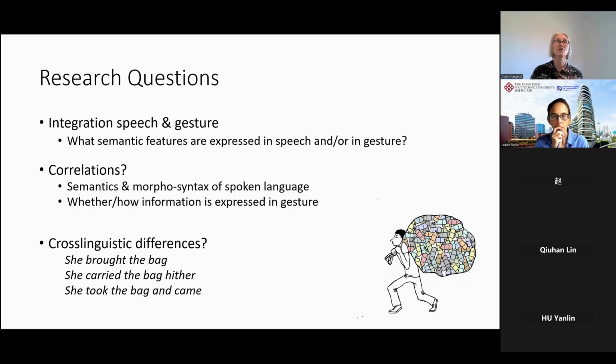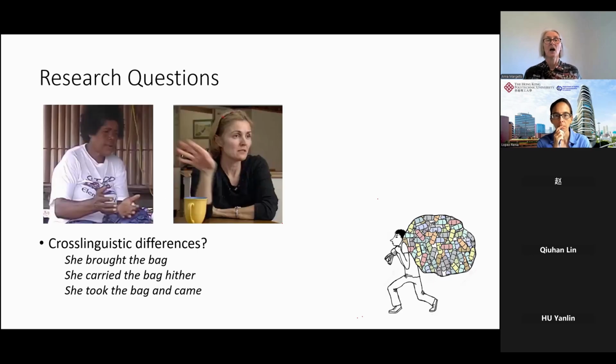So we know that languages of the world may differ in various ways in their expression of bringing and taking events. So our little figure here carrying the bag of recycling, one could describe that as she brought the bag. Another language might describe it literally as she carried the bag hither, or another language might say she took the bag and came. So the question is: are there differences in the gesture correlating with these speech differences?